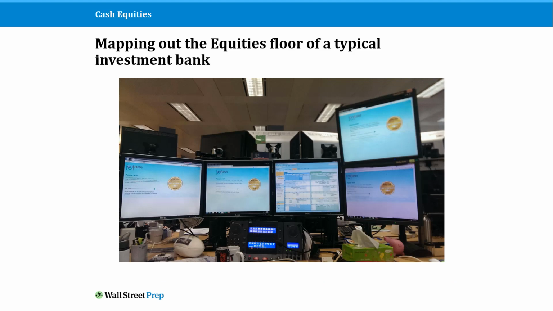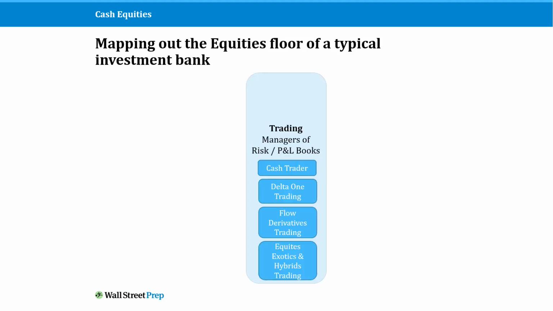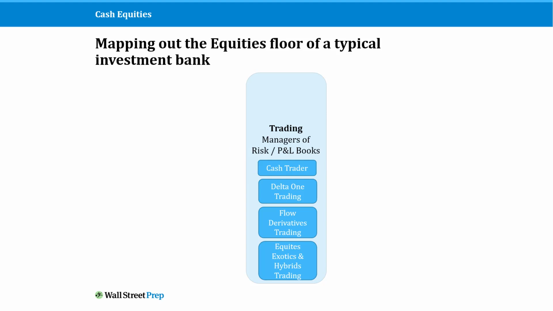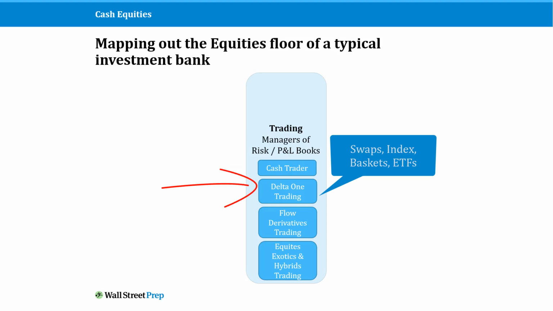Let's talk about how a typical equities floor is set up at an investment bank. First, you have the traders. They manage risk and have a P&L book to buy and sell shares. You have a cash trader whose job is to trade block trades and off-exchange trades. You have a Delta One trader trading swaps, index, baskets, and ETFs.